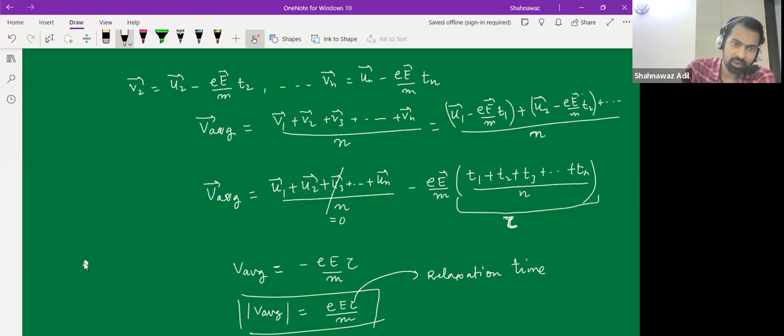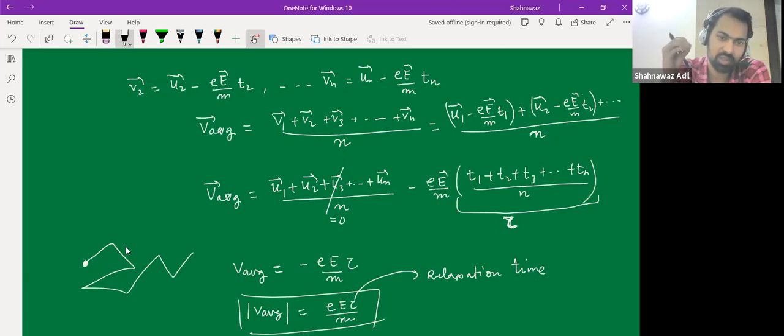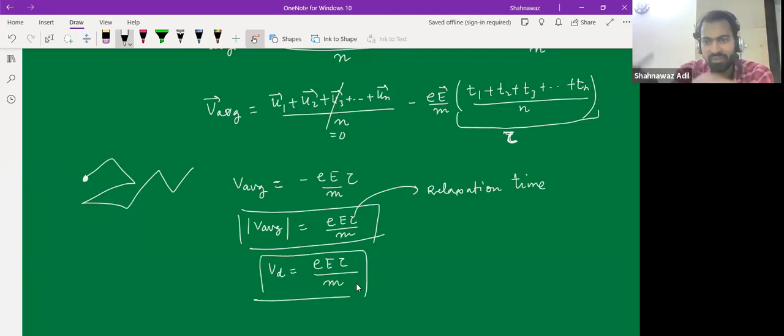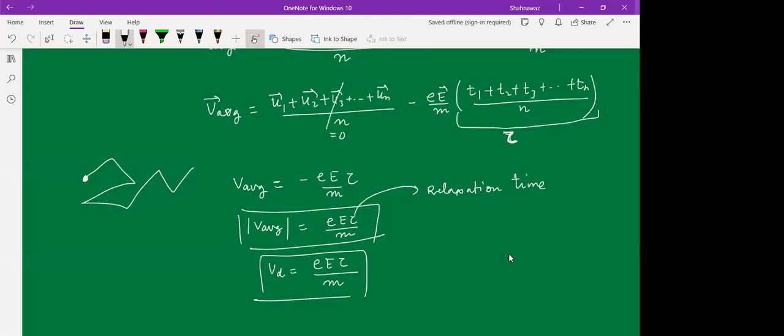So I have this electron moving in some electric field, right? It is always colliding, and in between the collisions you have some relaxation time. The time between successive collisions, the average time between two successive collisions, is called the relaxation time. And this is what we call the drift velocity. So the electrons are drifting in the presence of this electric field. They are colliding, and in between the collisions they drift in the opposite direction. Is this clear to you guys?